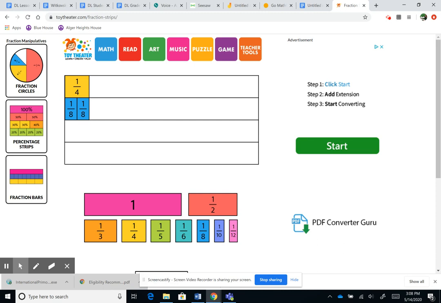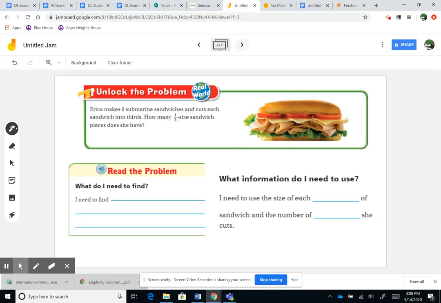All right, so go ahead and use this fraction tile website if you want to. I'll put it in the description of the lesson, but I'm also going to show you how you can use pictures as well. So if we come back here, I've split everything into small sections, which is why there are 8 slides. So here we have a problem. It says, Erica makes 6 submarine sandwiches and cuts each sandwich into thirds. How many 1/3 size sandwich pieces does she have?